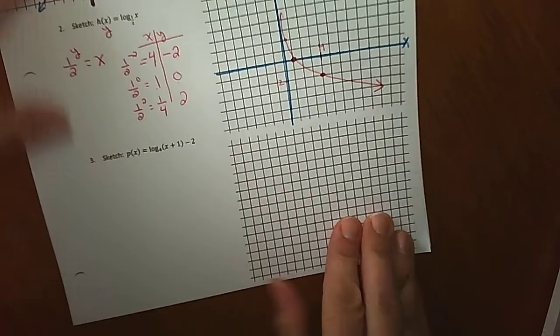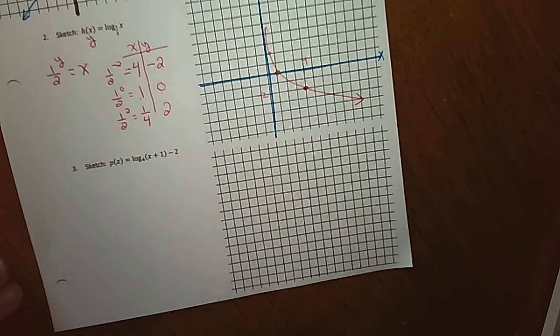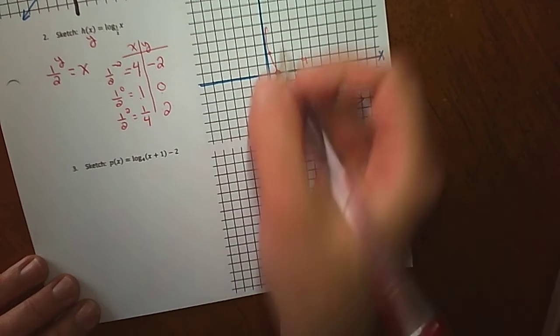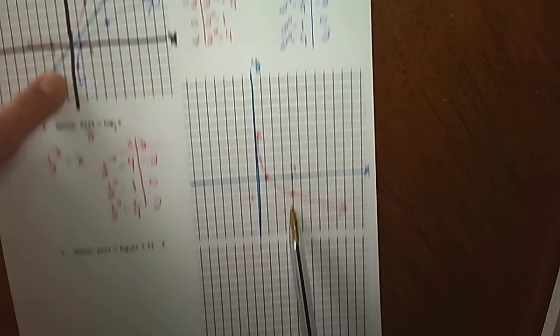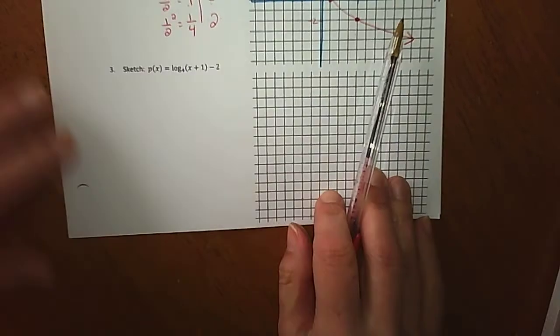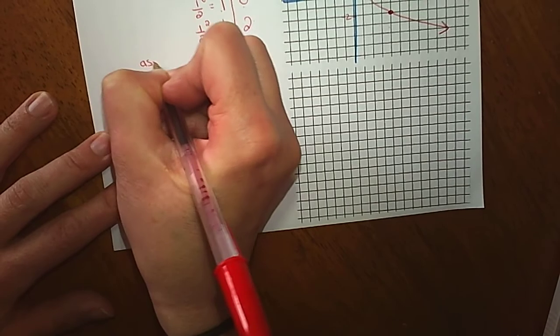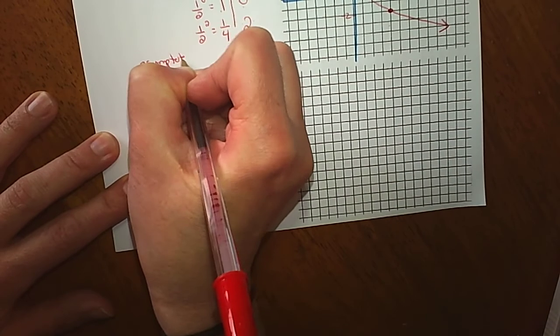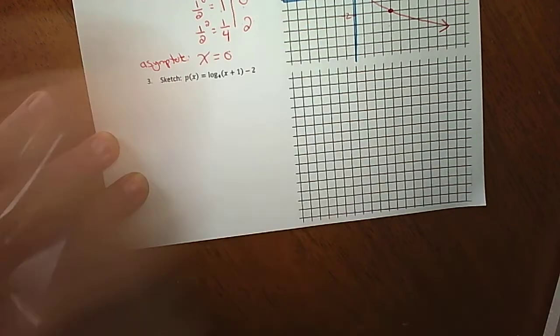So this guy looks like that. That's what happens when you have a base that's between 0 and 1. So if you notice, right, it's a little flip-flop from this guy, because it's going down instead of up. And my asymptote, let me write it over here, my asymptote is still x equals 0.